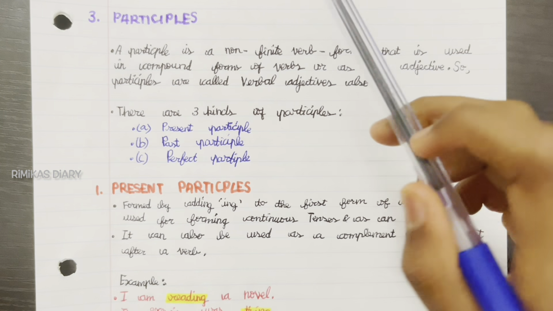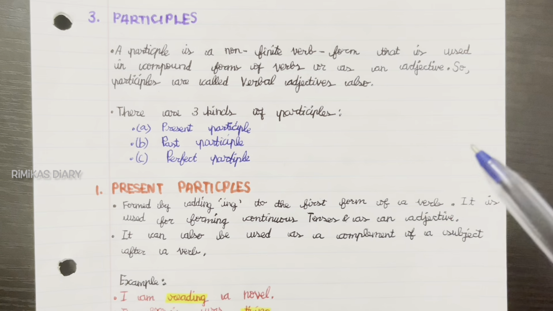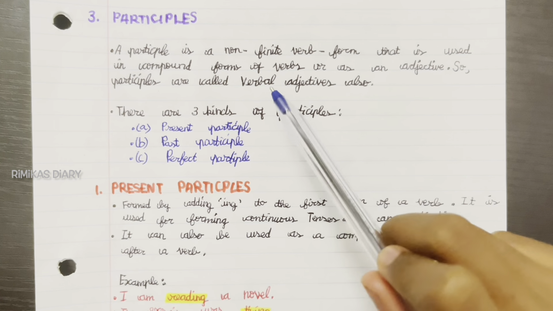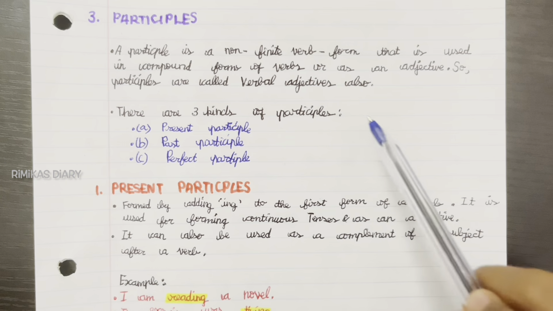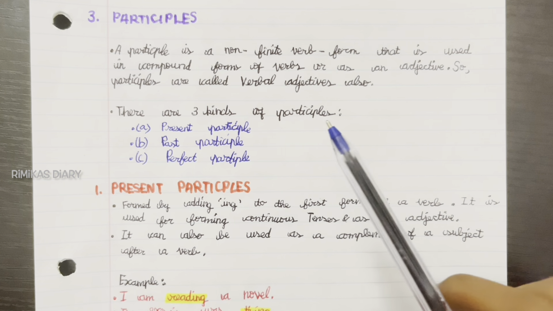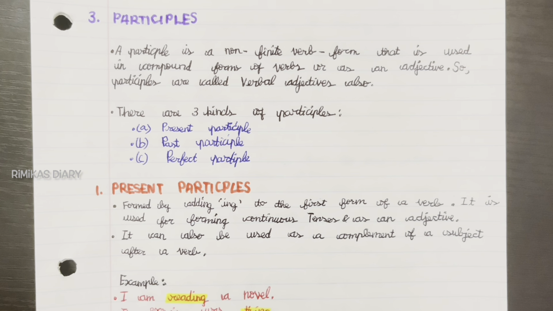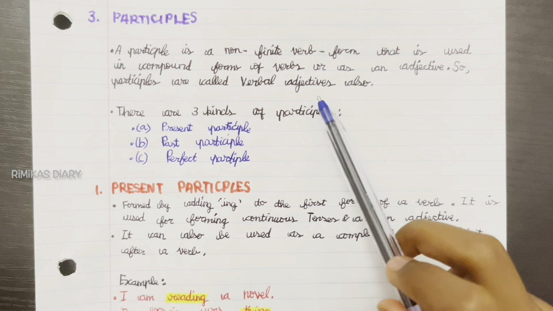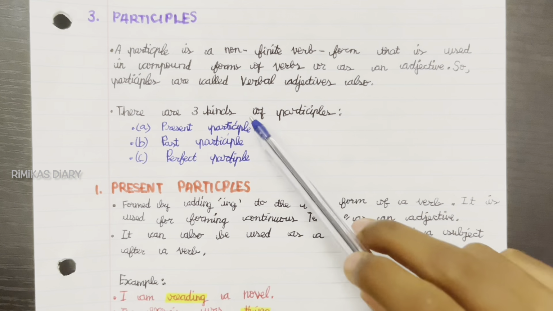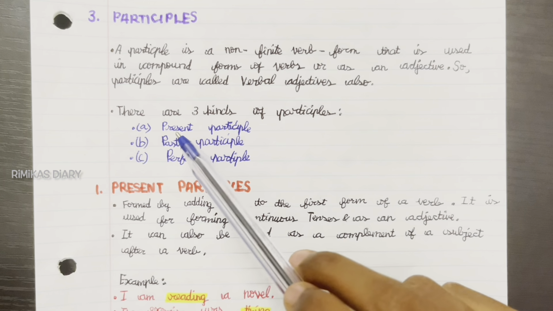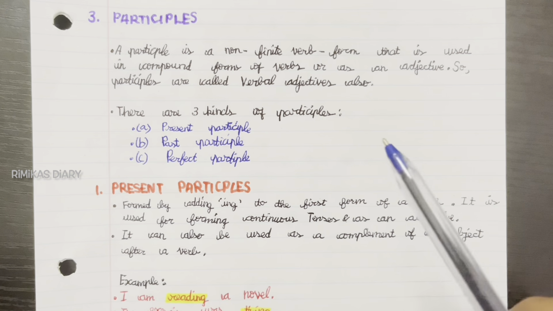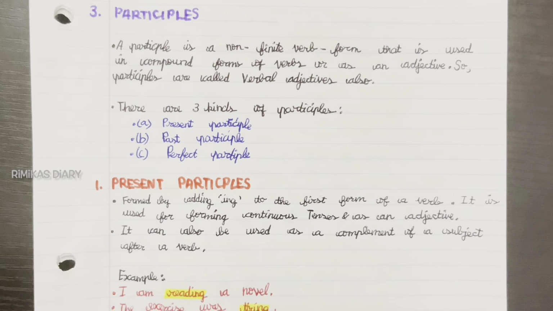Third type, participles. A participle is a non-finite verb form that is used in compound forms of verbs or as an adjective. So participles are called verbal adjectives also. There are three kinds of participles: present participle, past participle, and perfect participle. Let's see one by one in detail.